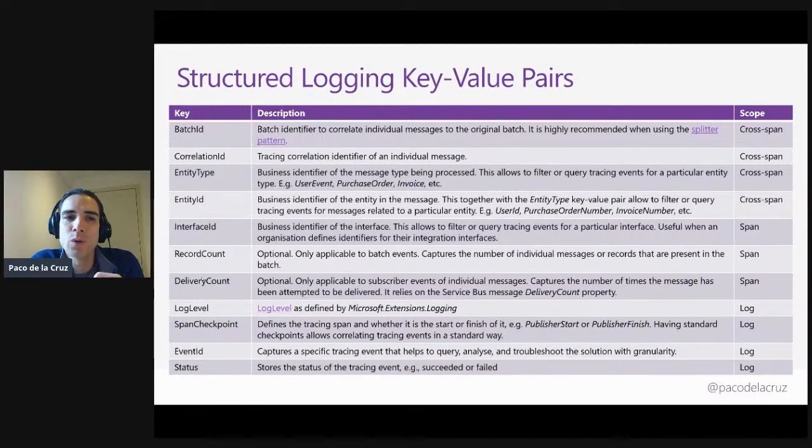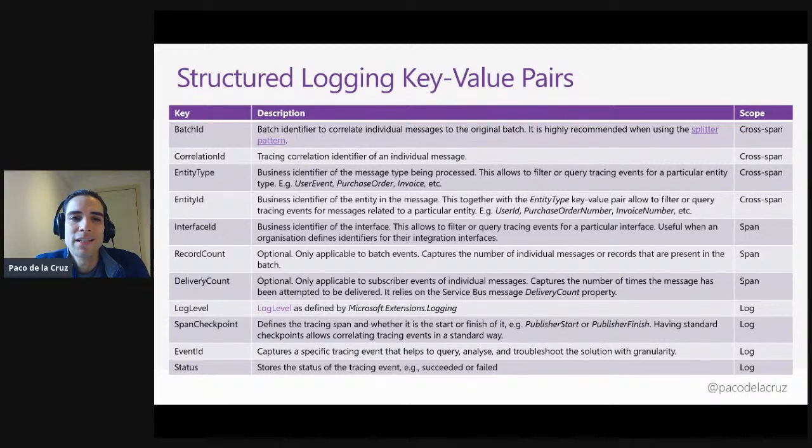And then we have those key value pairs that have a scope of a span, meaning the same value is kept within the span. And then those that have a scope of log means that the value is only relevant to that particular tracing event. Yeah. So let's go one by one. So batch ID is a batch identifier that would help us to correlate individual messages to the original batch, right? And this key value is highly recommended when you're using the splitter pattern.